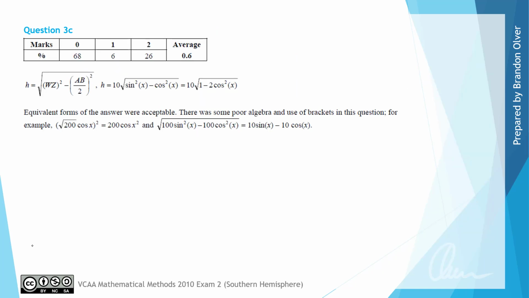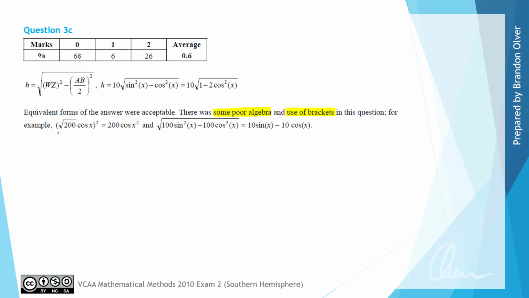From the examiner's report, we can see that these questions are getting more challenging as we progress, with only 26% of students getting full marks for that question, and almost 70% of students getting no marks for the question. The examiner's report goes on to say that equivalent forms of the answer were acceptable, and that again there was some poor algebra and use of brackets in this question.